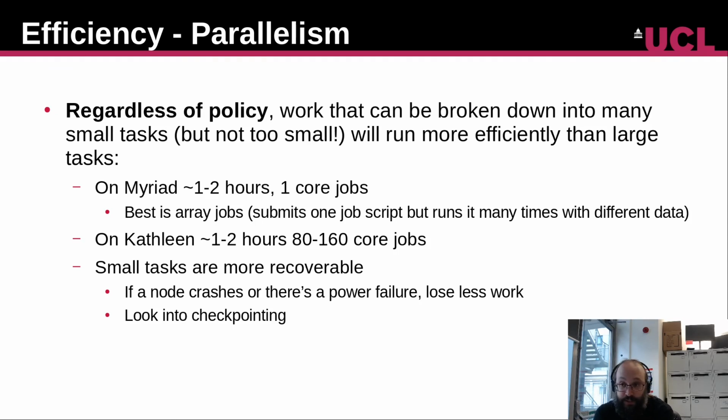On Kathleen, the most optimal way to get through the queue is 1 to 2 hours in 80 to 160 core jobs. The other thing to think about is that small tasks are more recoverable. If a node crashes or there's a power failure, you'll lose less work. We often get people who ask us for access to extra long queues that are 2 or 3 weeks long, which we don't generally allow. The reason is not because we're stingy, it's because the chance of you losing that much work is considerably higher than if you run smaller jobs. The system stays up as a whole for a long time, but individual servers crash.